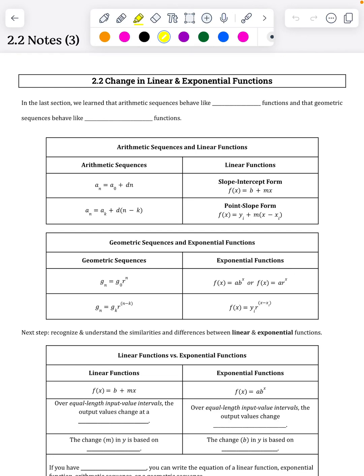Alrighty, friends, let's take a look at 2.2. We are not really going to be doing a ton of new math. We're just going to be putting some concepts together.